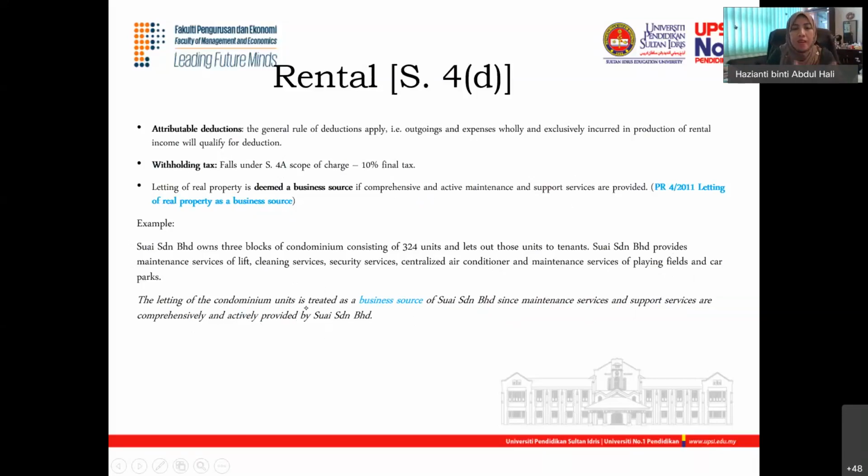If we have houses that we rent out, but we don't provide cleaning service, lift, security or maintenance services, that will not be considered under section 4A. It will be under section 4D. We are going to look at examples later to see the difference between 4A and 4D. But the focus here is not on 4A, the business source. Our focus for this topic is rental for non-business.